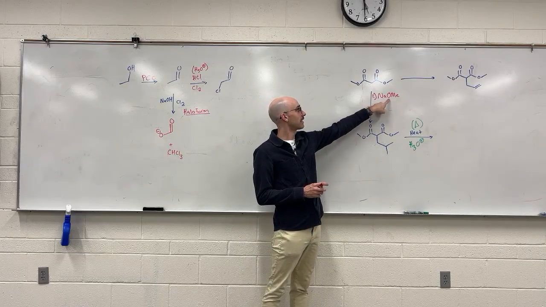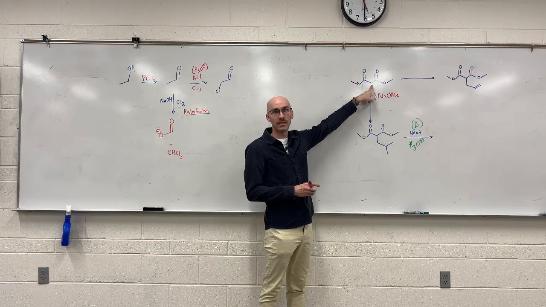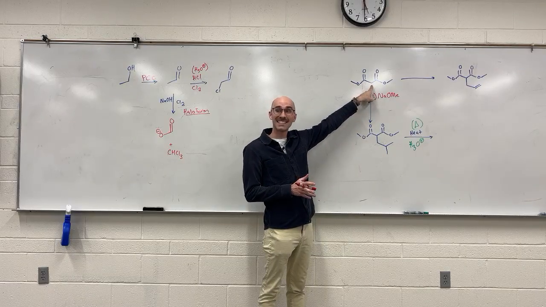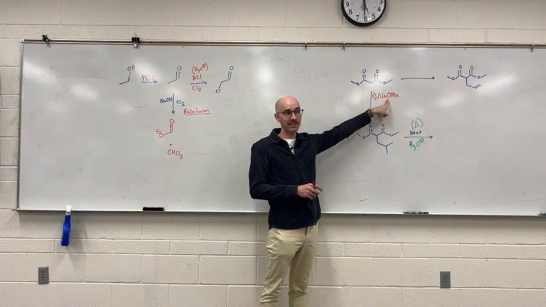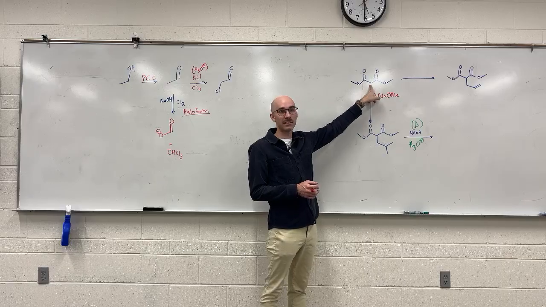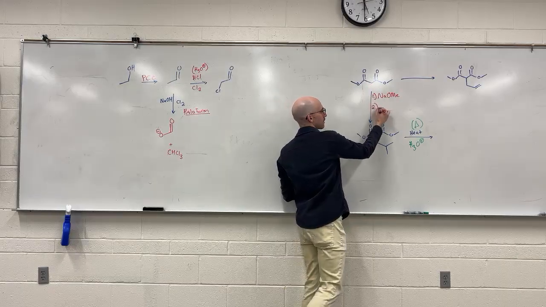This is actually a good base for this hydrogen. This hydrogen has a pKa around 16, and the conjugate acid, methanol, has a pKa around 16. So this is 1,000 times more acidic. What can I introduce next?